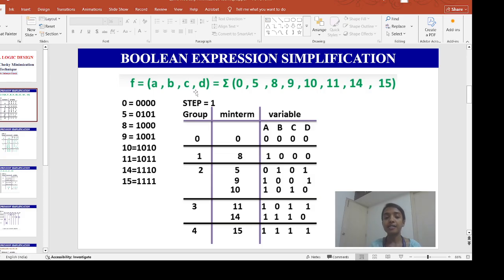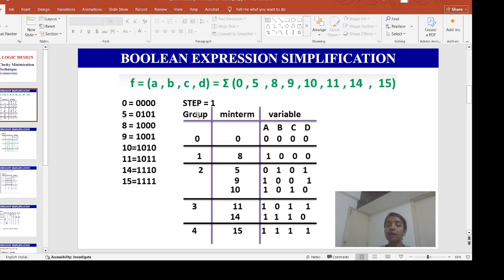Now let us take this example. F is a function of 4 variables a, b, c, d, and it is expressed in terms of the min terms. So 0, 5, 8, 9, 10, 11, 12, 15, these are all min terms. We already know what is the binary equivalent corresponding to these digits. So first step, we have to write all the binary equivalents of these min terms. This is our first job.